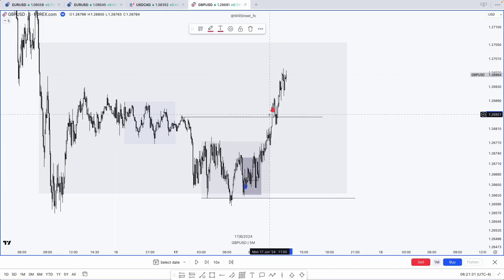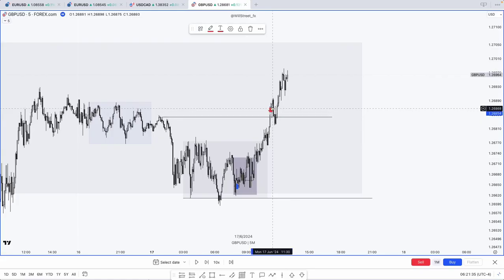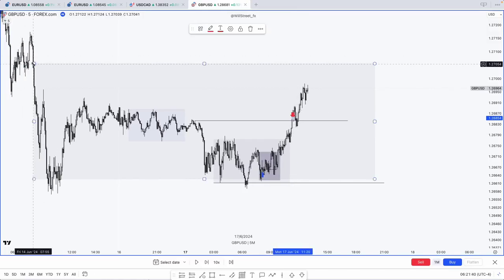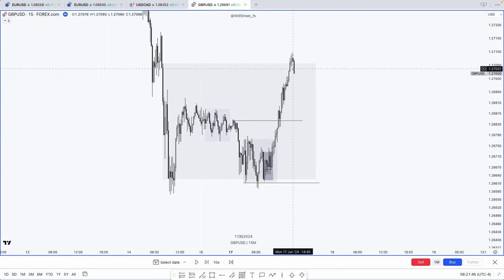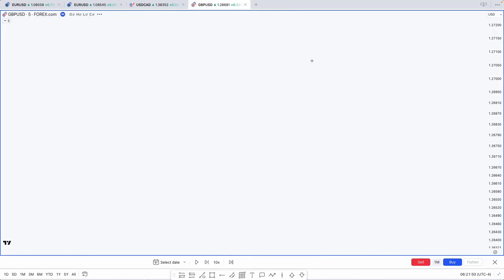But it doesn't mean that we need to take everything out here. No, it could be just a partial, and you can just let the runner go into the final 90-minute range high. And that's exactly what happened. Complete, done. This is our final exit. Look at the time. New candle here.